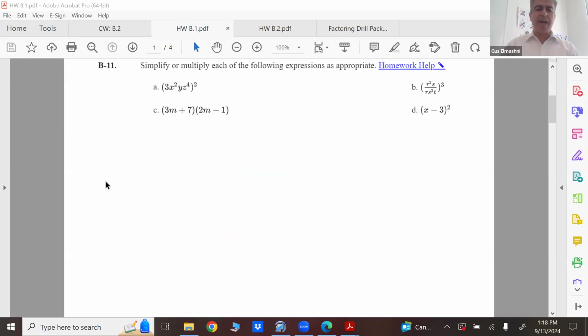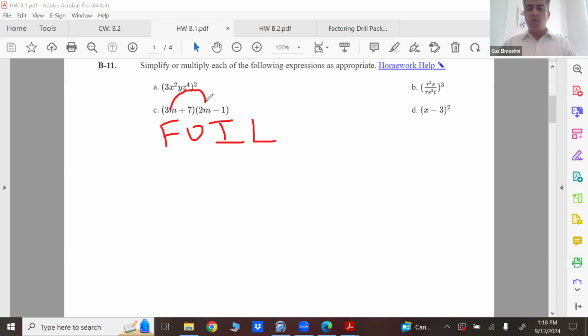This is actually kind of a good thing to ask you guys. So part C, we're gonna use a process called FOIL. FOIL is an acronym. Do you guys know what the acronym stands for? Good, good. To be honest, I actually didn't know what those stood for until I think college or after college. I just figured, oh, you just multiply stuff out. But it's an acronym: first, outside, inside, last.